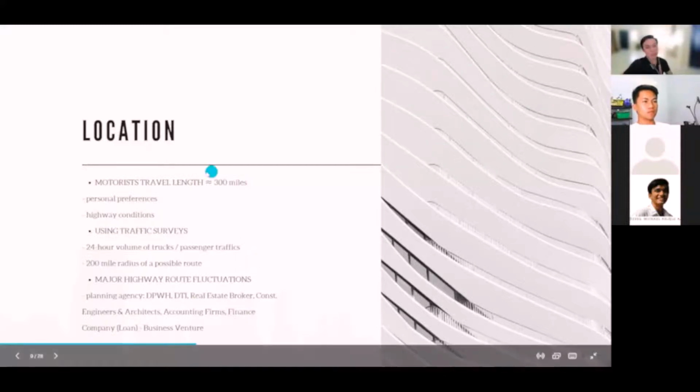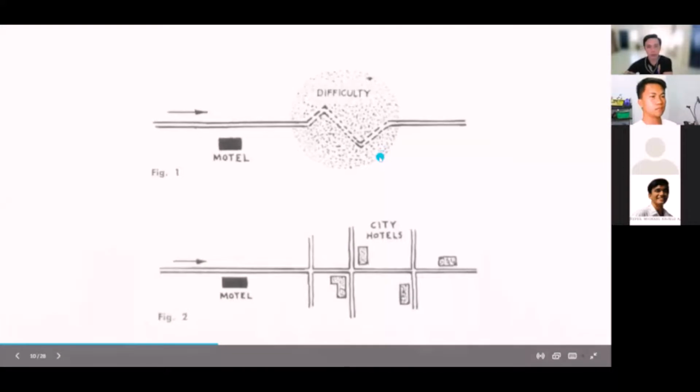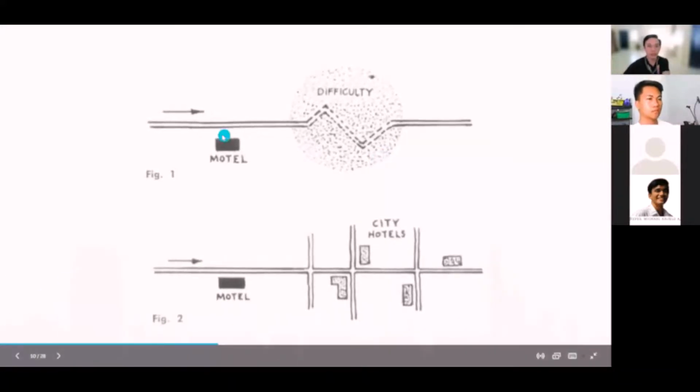Accounting firms, this is on the business side na din. So, yan, finance company, if they are going to loan or if they are venturing out in a business. So, if their capital will be loaned also, yung business ba nila will be feasible enough para i-accept ng finance company. So these are the type of location, strategic location.